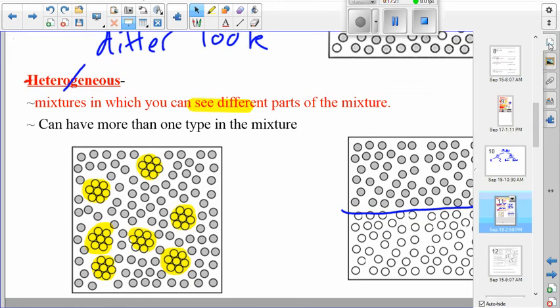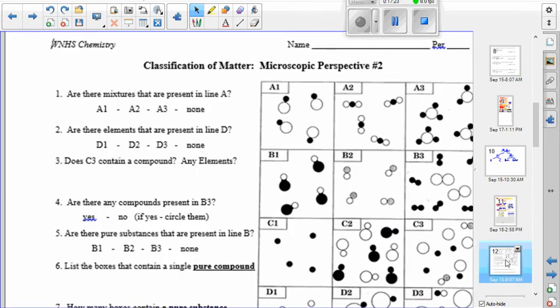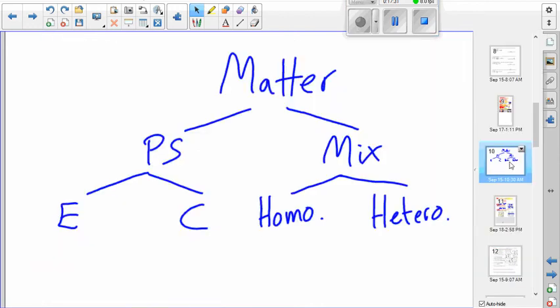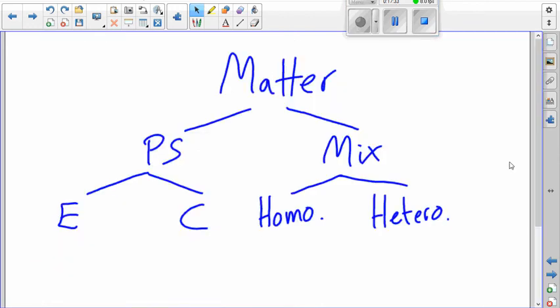So that brings us to our little worksheet here. On this worksheet, here are the things that you're trying to do. You're basically trying to travel down the tree. So the first question is, is it a pure substance or is it a mixture? How do I know if it's pure, Mr. P?